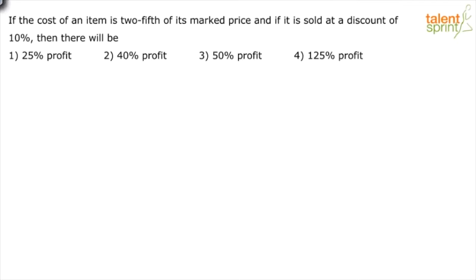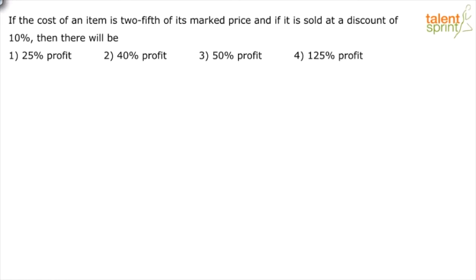Here's the next question. Another one on profit and loss. Quick, 40 seconds. It says if the cost of an item is 2/5 of its mark price and if it is sold at a discount of 10%, then there will be 25% profit or 40% profit or 50% profit or 125% profit. Got it? Option 4, 125.